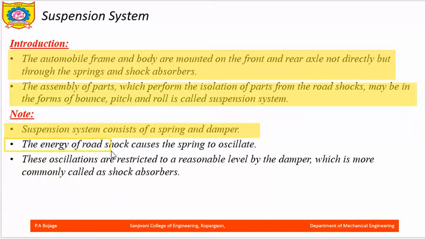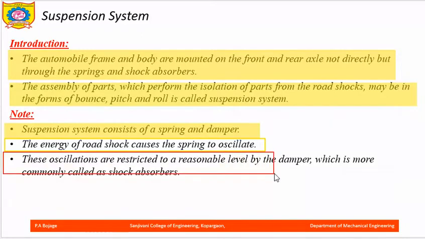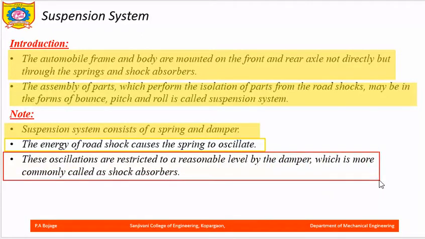The energy of road shock causes the spring to oscillate. These oscillations are restricted to a reasonable level by the damper, which is more commonly called a shock absorber. Now, see, the oscillations produced by the spring due to the shocks or uneven surface of the roads are restricted by a damper, and this is what we commonly call a shock absorber.